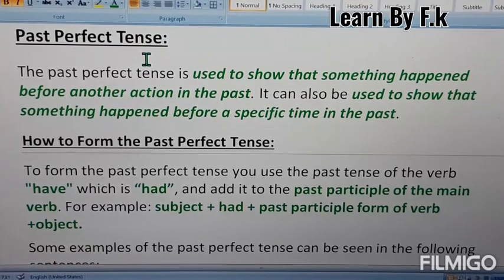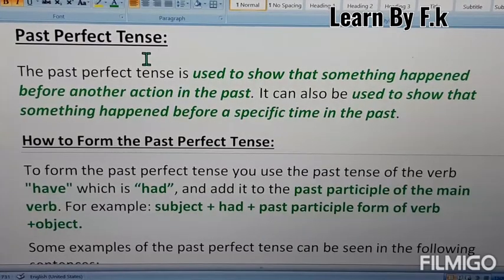Hello viewers, today I am going to teach you about the past perfect tense. The past perfect tense is used to show that something happened before another action in the past.